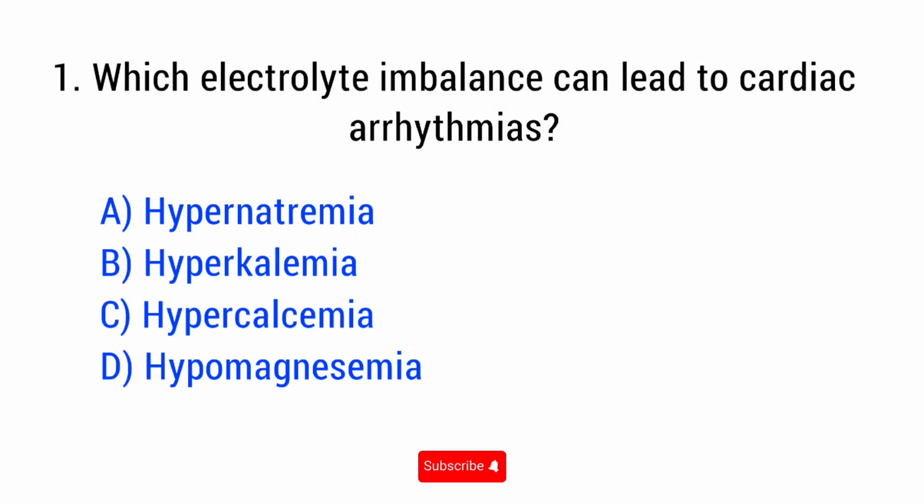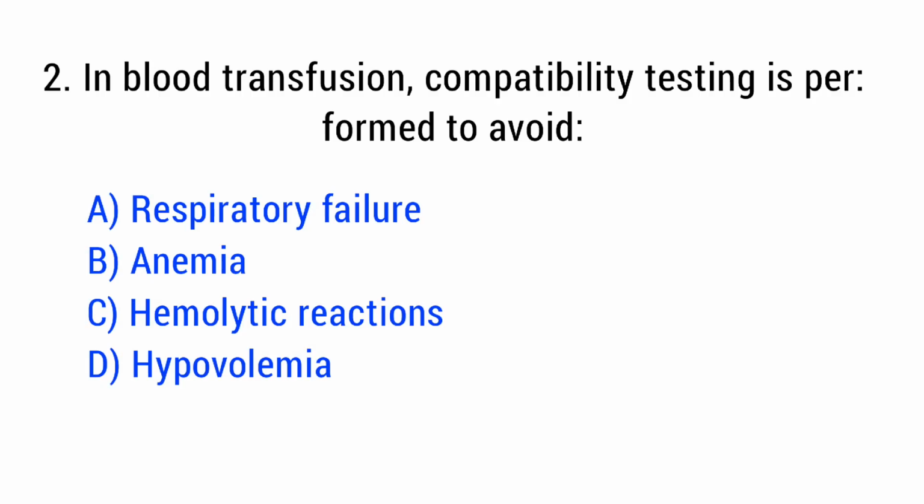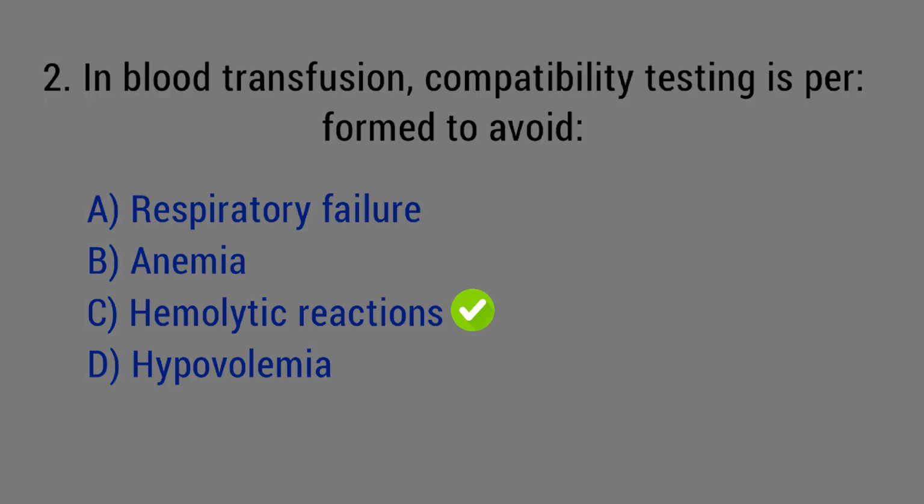Question number 1. Which electrolyte imbalance can lead to cardiac arrhythmias? The right answer is option B, hyperkalemia. Question number 2. In blood transfusion, compatibility testing is performed to avoid. The right answer is option C, hemolytic reaction.